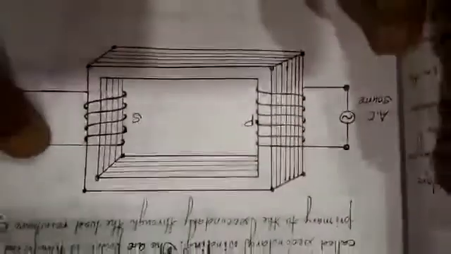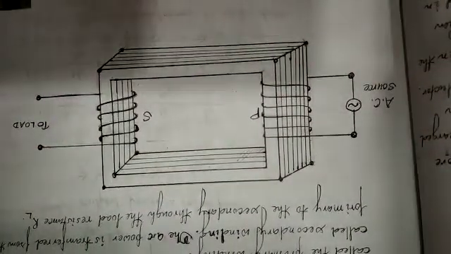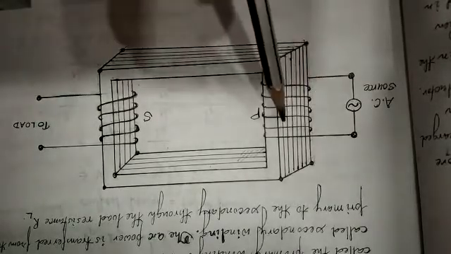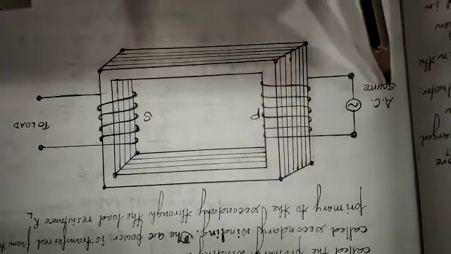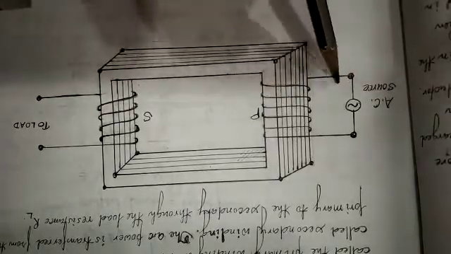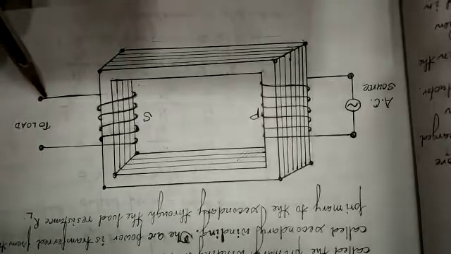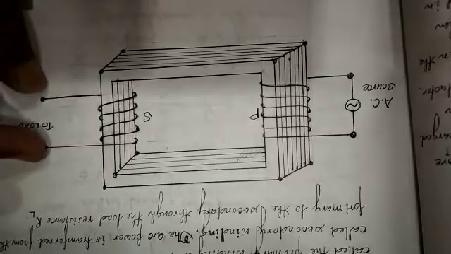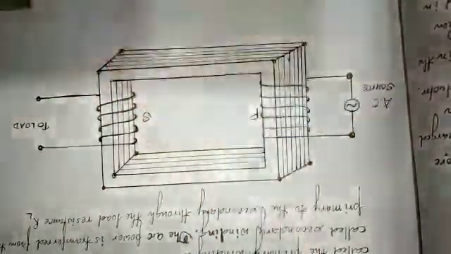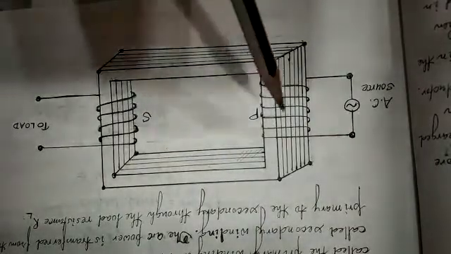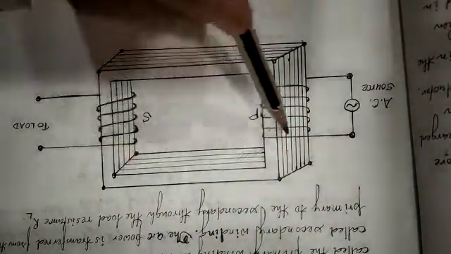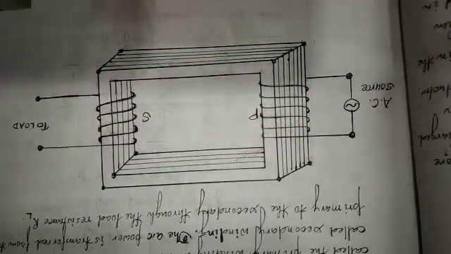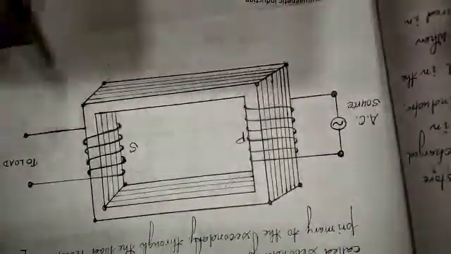So this is the diagram for a transformer. A transformer has two windings. One coil is connected to the AC source, and this coil is known as the primary coil. Another coil is connected to the load, through which we get output power. Here we get output power, and here we apply input power. And these are the soft iron plate core. So these are the basic parts of a transformer.